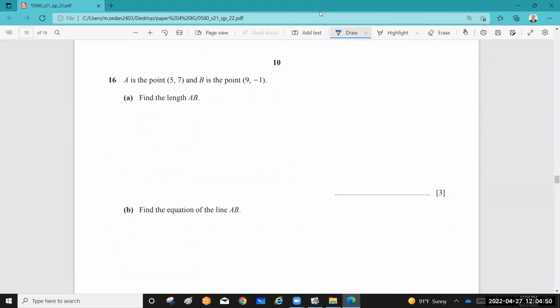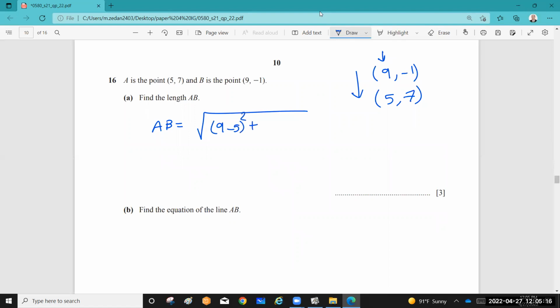Okay, number 16. A is (5, 7), and B is (9, -1). Find the length of AB. You can find AB directly using the distance formula by subtracting. Write 9, -1 and the other point 5, 7 vertically. Get the difference in x, 9 minus 5 all squared, and the difference in y, -1 minus 7 all squared. Do this in one step in the calculator and you will get the answer. Very easy and very simple. The exact value is 4 radical 5; if you want to round it, you can write 8.94.